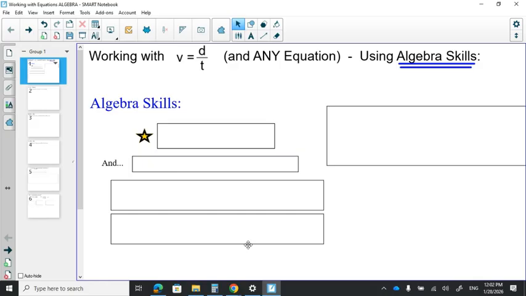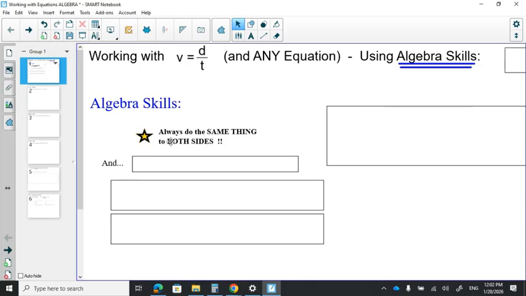Anyways, so algebra skills. I'm going to show the importance of using algebra skills for solving equations rather than memorizing tricks, and I'll point out some of those tricks, not really talk about them too much, but I will point out their shortcomings and why this is the way to do it for success going forward.